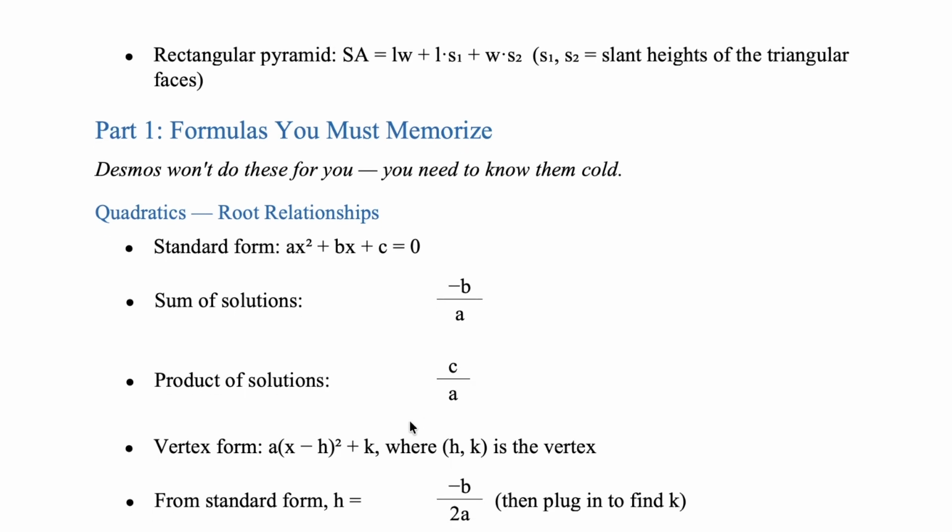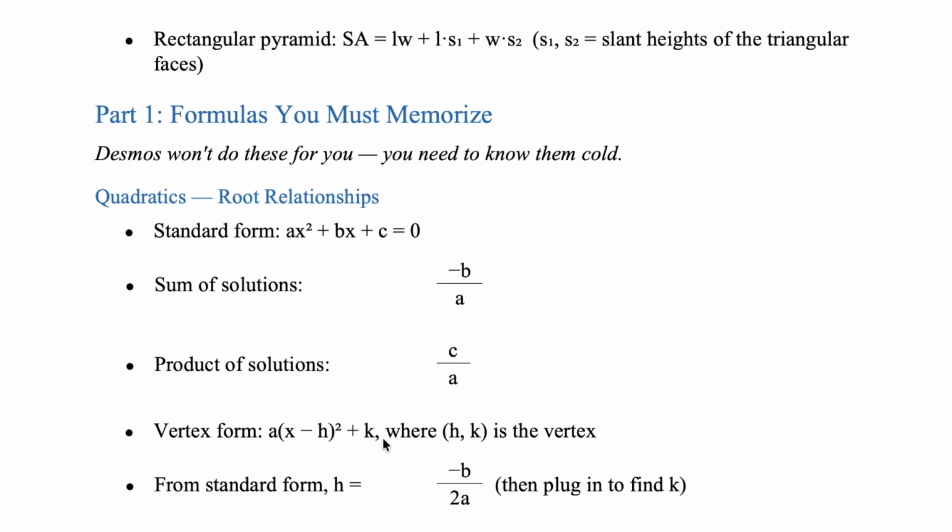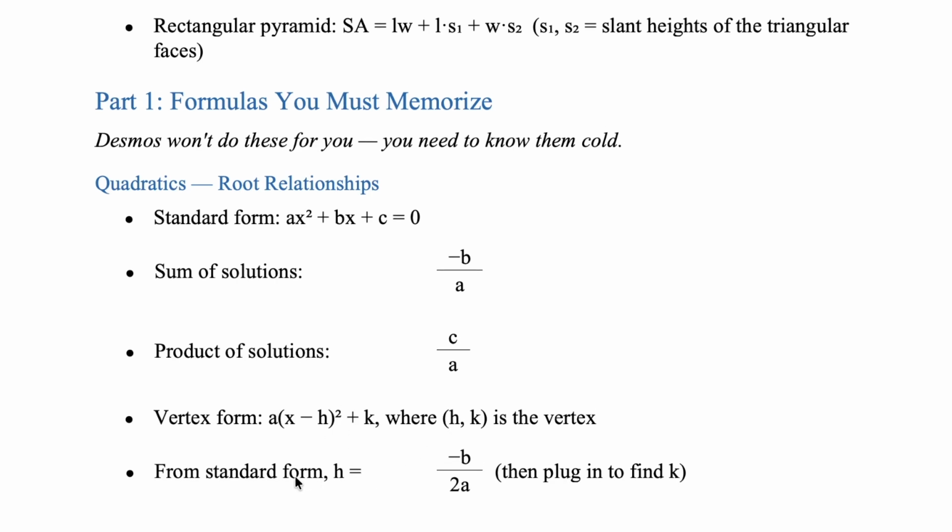So now onto vertex formula. Sometimes they'll give you the vertex of the equation, and the only way you can solve it is plugging into vertex formula, not into standard form. So what you would do here is you plug into this formula here, where h comma k is the vertex of the formula.